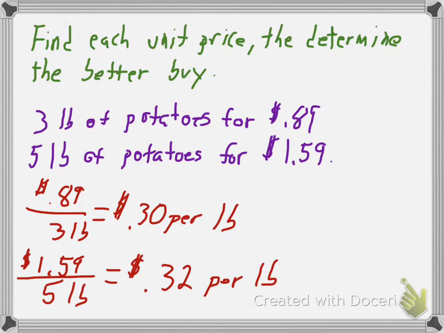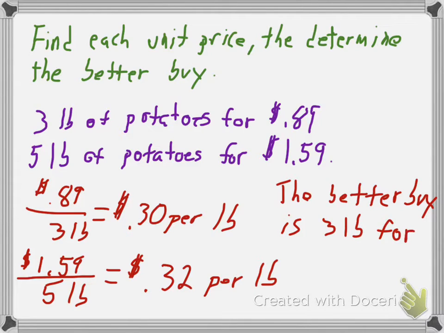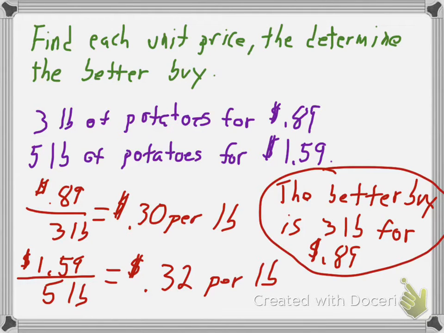Now, to determine the better buy, you always want to pay less. So which one of these numbers is smaller? Well, the 89 cents for 3 pounds is smaller. So we need to say that the better buy is 3 pounds for 89 cents. Okay? You have to physically say what the better buy is. Don't put an arrow. Don't say this one. Don't say that one. Which one is the better buy? 3 pounds for 89 cents is the better buy.